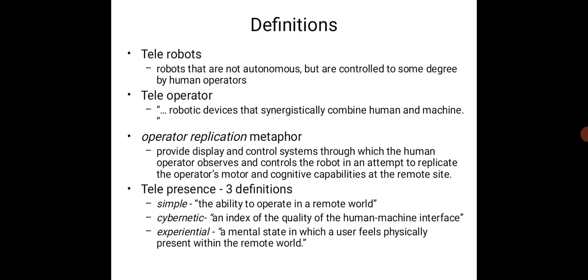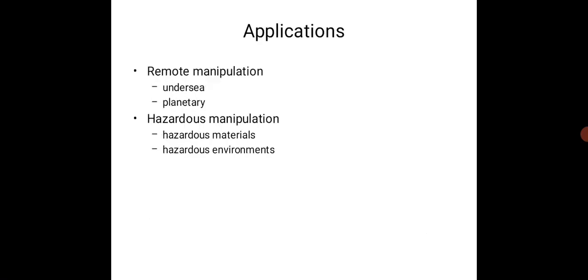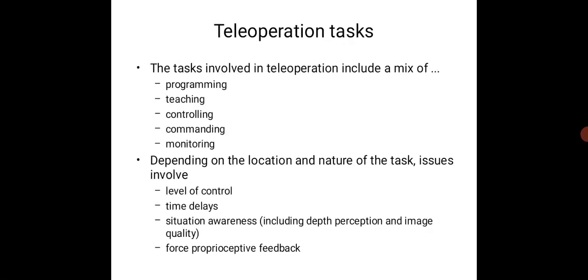Teleoperators are robotic devices that synergistically combine human and machine. And where is it used? Remote manipulation, such as undersea, planetary, and hazardous manipulation, where hazardous materials or environments are involved. So what are the teleoperation tasks? The tasks involved are programming, teaching, controlling, commanding and monitoring. Depending upon the location and the nature of the task, there are issues involved like how far the control level is there. There will be time delays, situation awareness, and similarly force feedback.